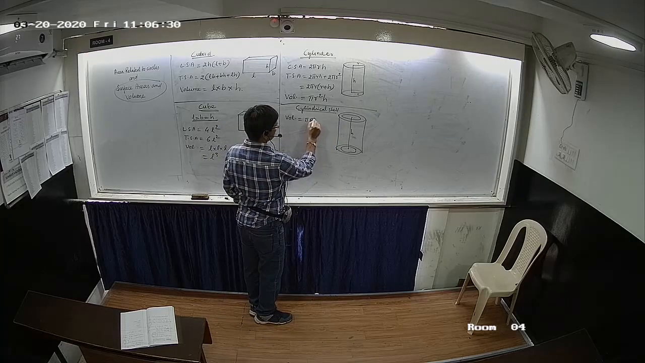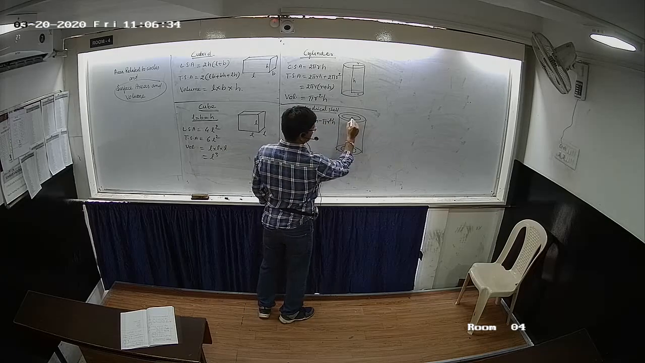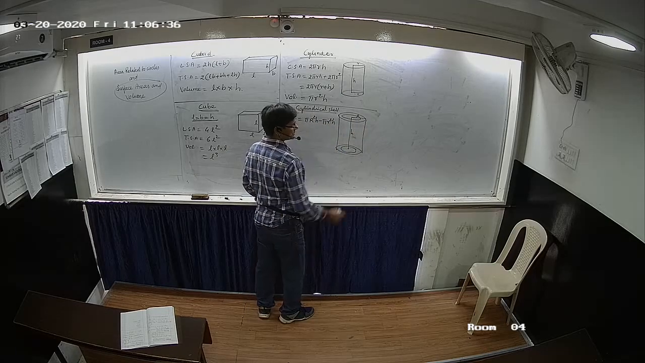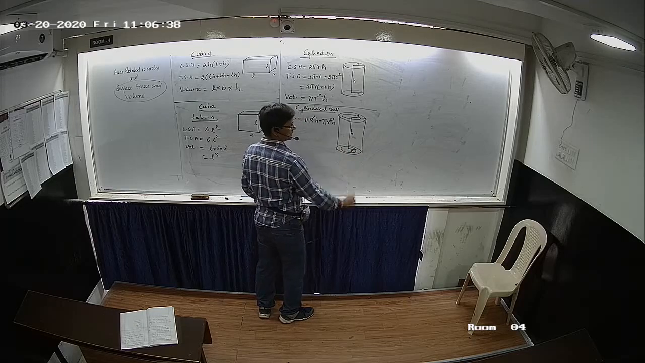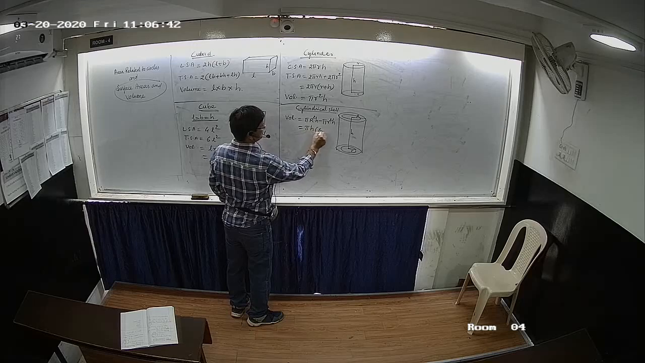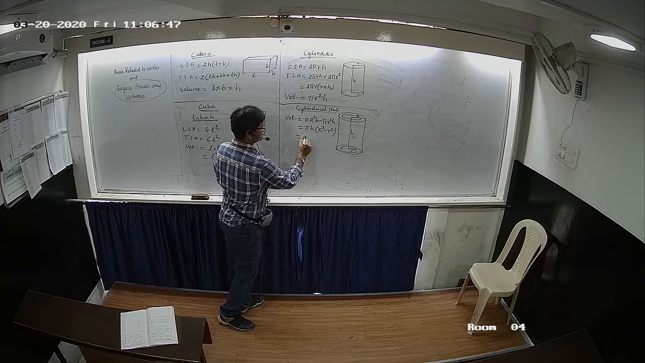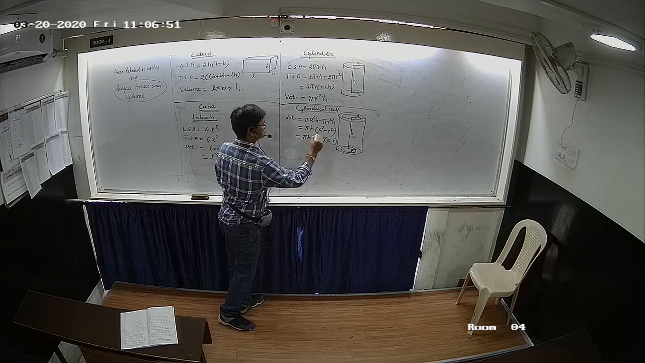So πR²h minus πr²h, where capital R is the outer radius and small r is the inner radius. Okay. So it is πh into (R² minus r²), or it is also equal to πh into (R plus r) into (R minus r).